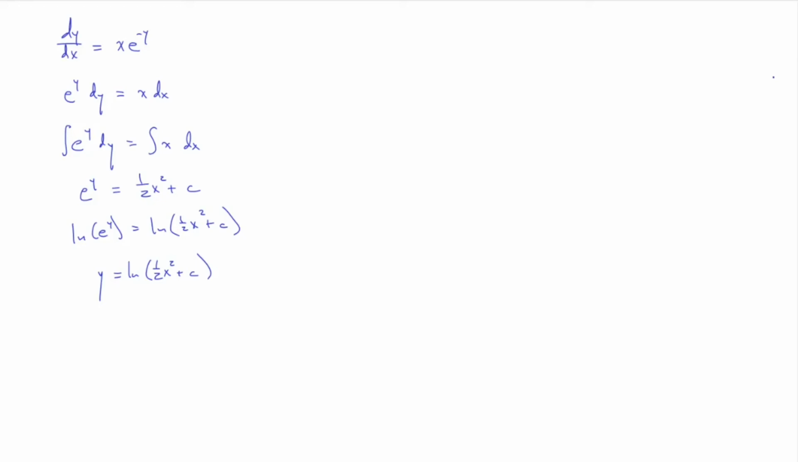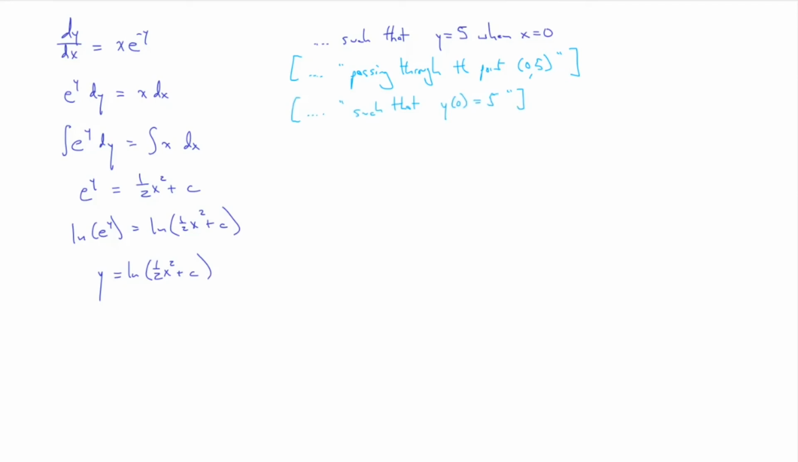Sometimes, even often, you're asked for a particular solution where you're given more information, as in solve the differential equation dy dx equals x e to the negative y, such that y equals 5 when x equals 0. And there are other ways to word this. Sometimes it's written as passing through the point 0, 5. That means when x is 0, y is 5. Or occasionally it will be written like this, such that y of 0 equals 5, with the idea that y is a function of x, and so 0 is the x value there, and the y value that comes out is 5. In any case, instead of the infinite family of solutions here, we're looking for a particular one that satisfies this condition. How do we find that?